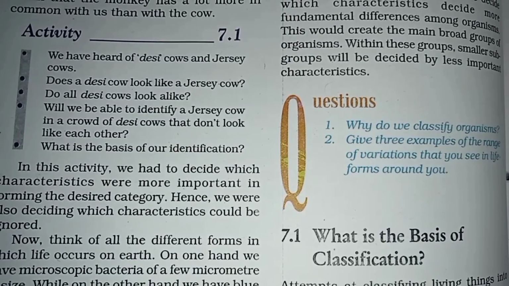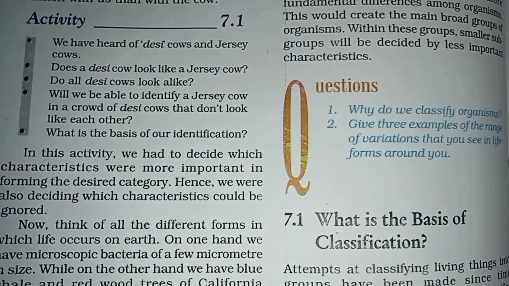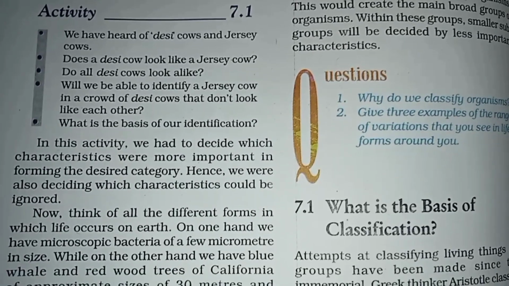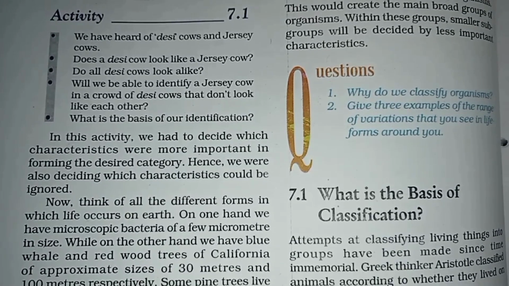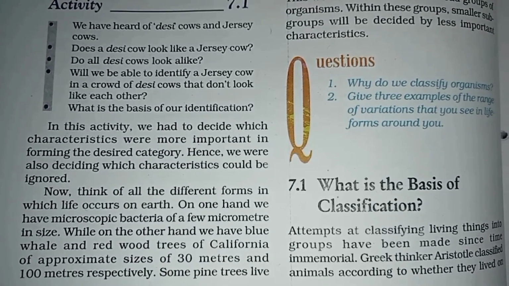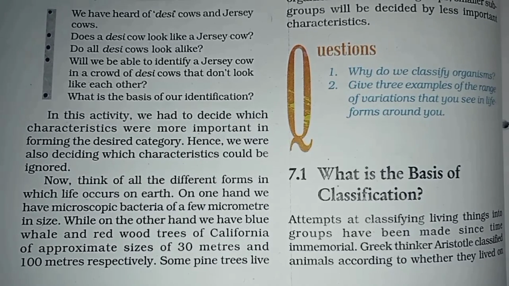We need to decide which characteristics decide more fundamental differences among organisms. This would create the main broad groups of organisms. Within these groups, smaller subgroups will be decided by less important characteristics.